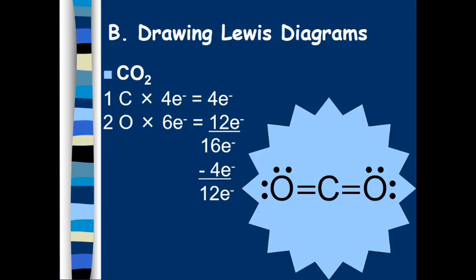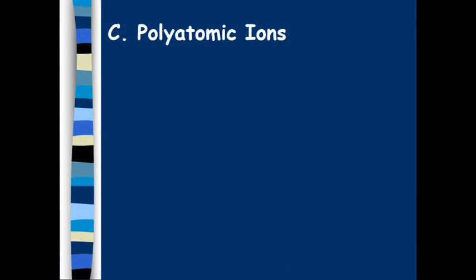So let's go work through a couple more examples. We're going to add something called polyatomic ions. So far we've dealt with neutral compounds. Now you take what appears to be a compound and you put a charge on it. They're called ions, so a positive or negative charge.